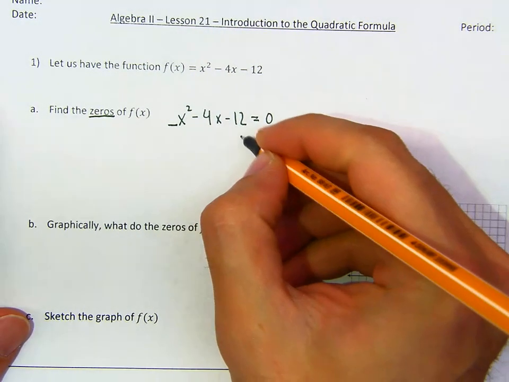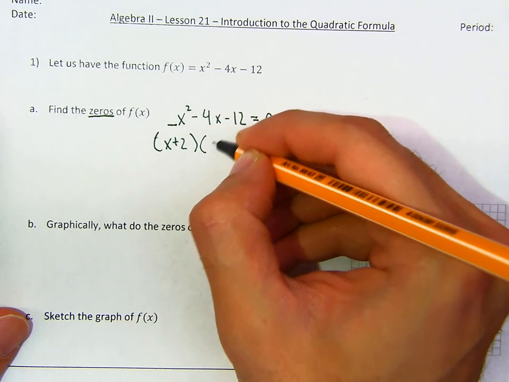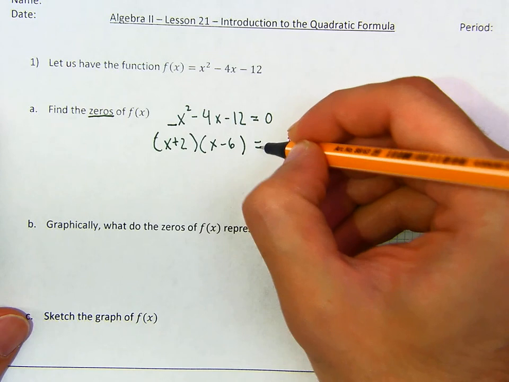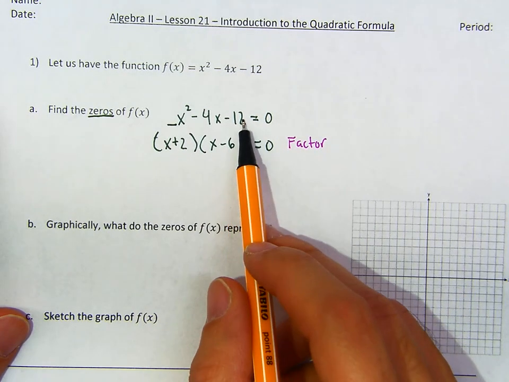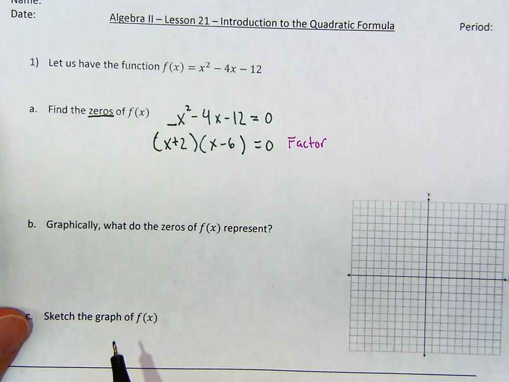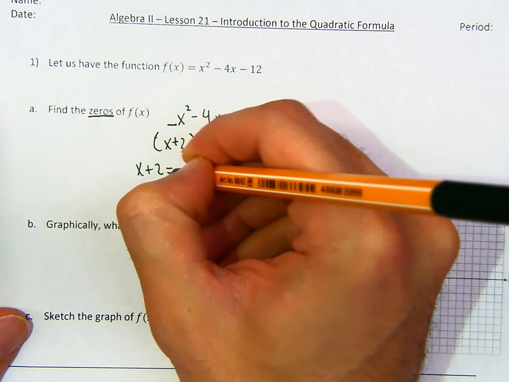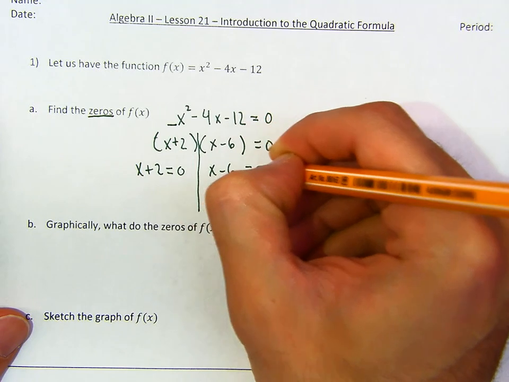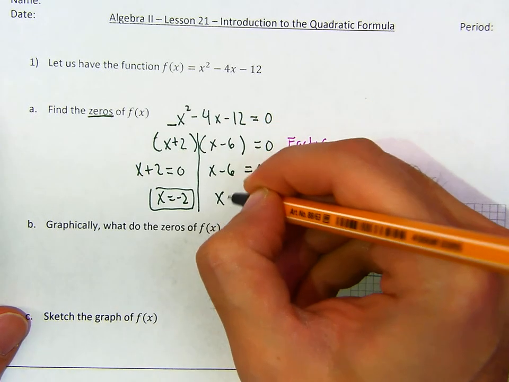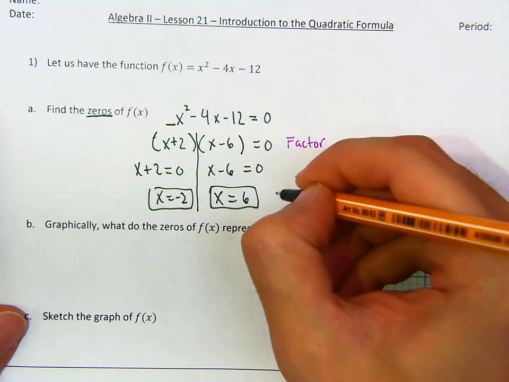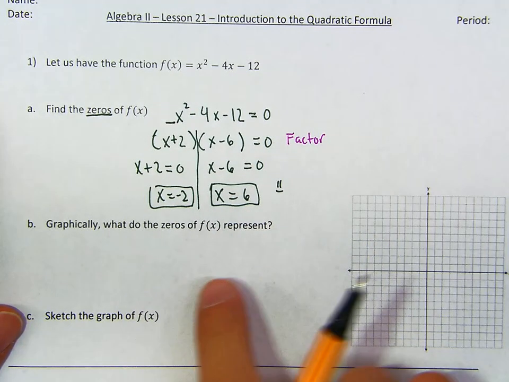But it should be, let's see, x plus 2 and x minus 6, and that equals 0. Because positive 2 times negative 6 is negative 12, and negative 6 plus 2 is negative 4. Then you say x plus 2 equals 0, x minus 6 equals 0, so x equals negative 2, and x equals 6. And then you just put on a happy face because this should be easy money, right? Okay, now let's look at the next question.